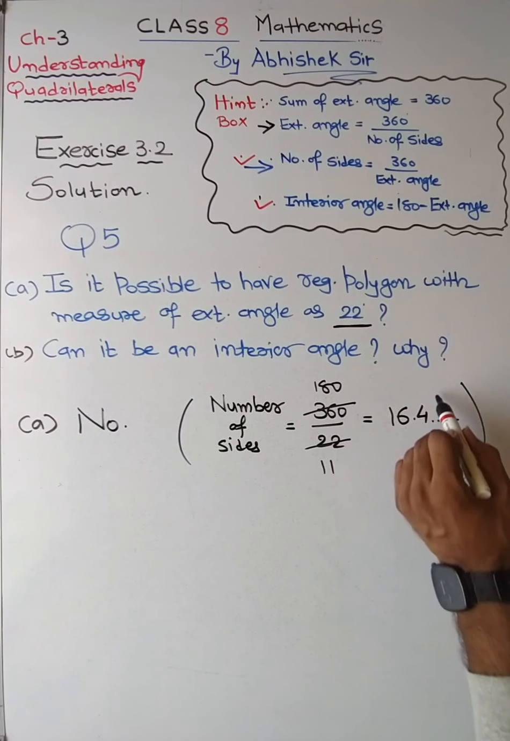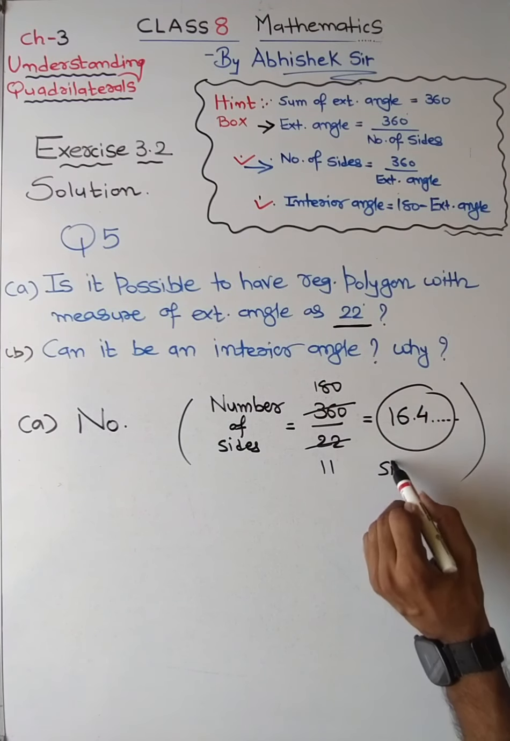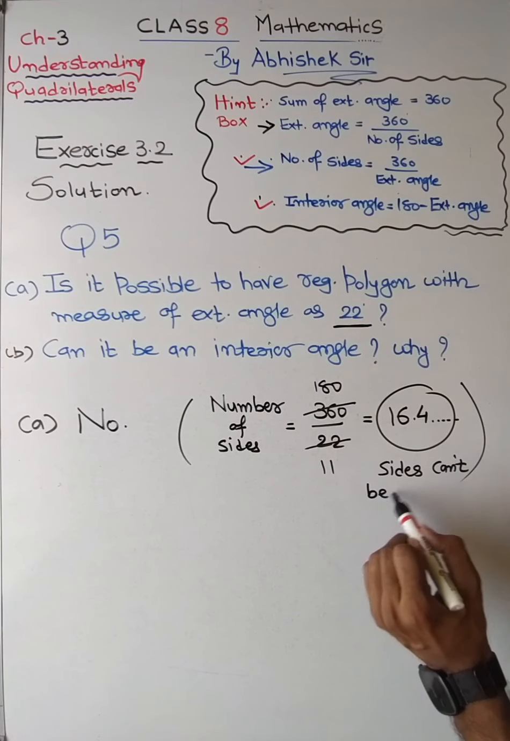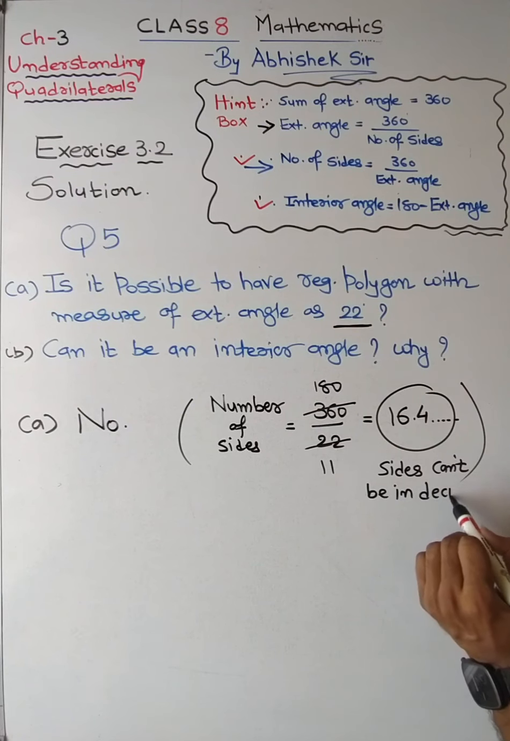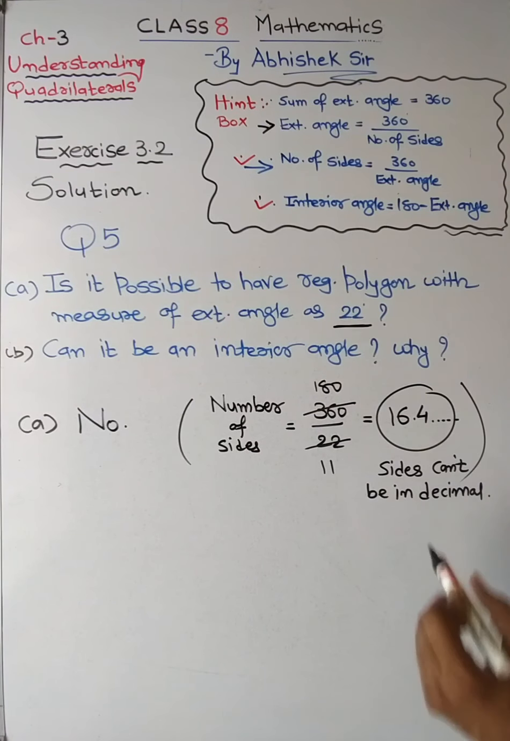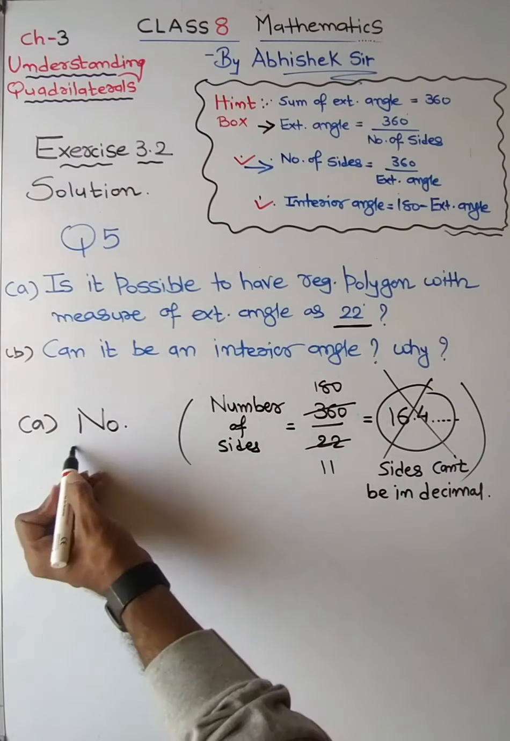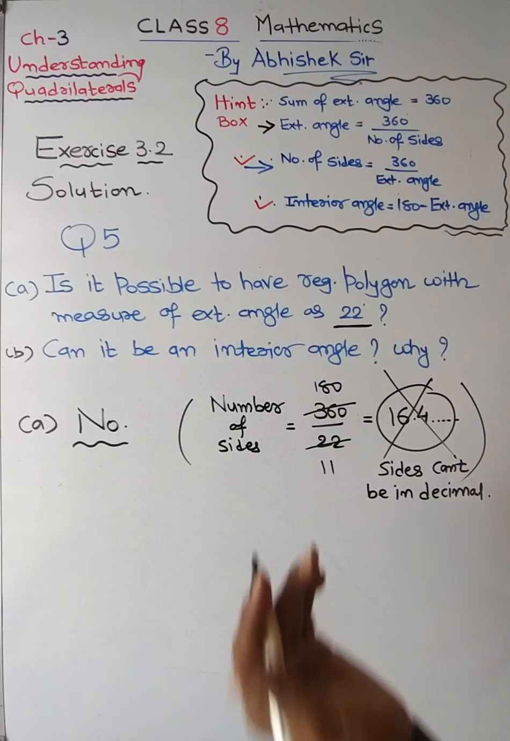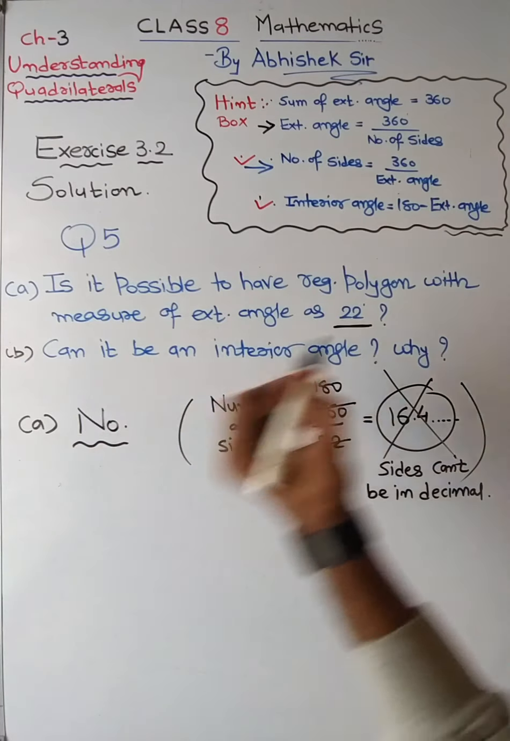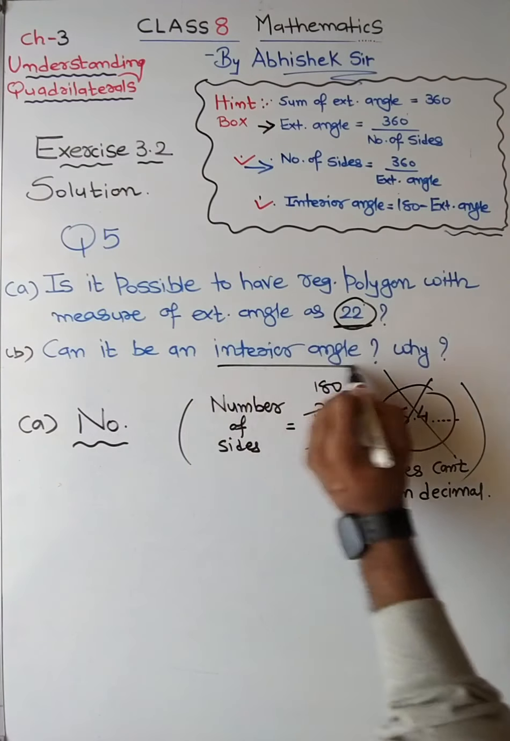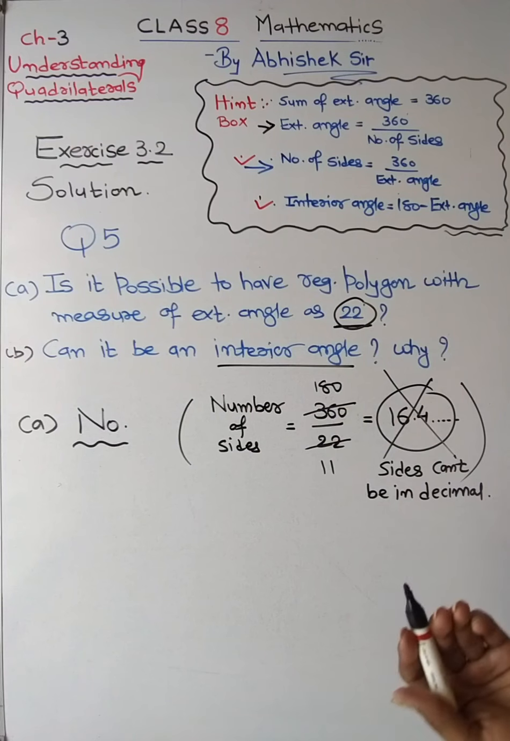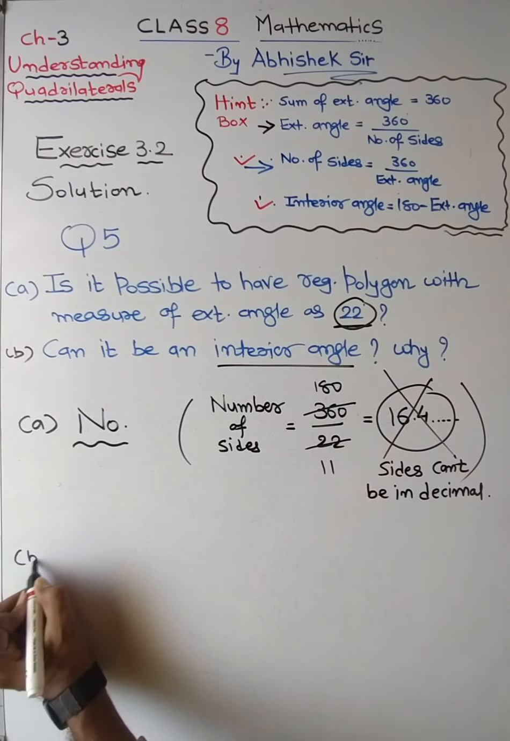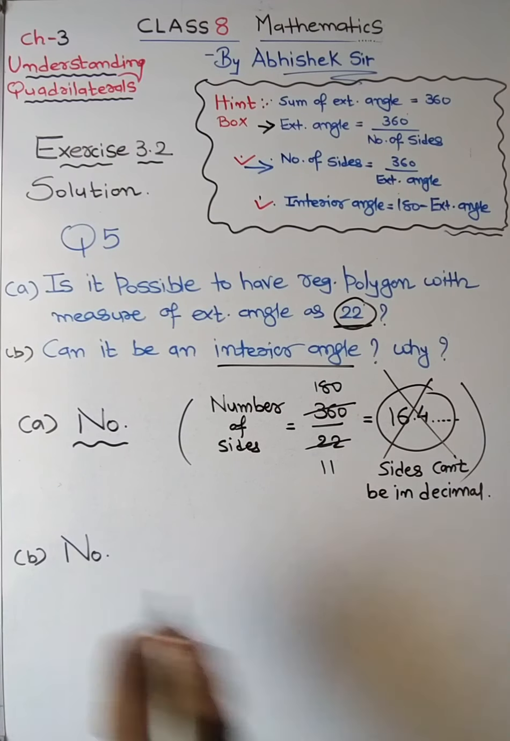We all know that the number of sides cannot be in decimal, right? So the number of sides cannot be in decimal. That is why the final answer is no, it is not possible. The second question is related to that only. Can 22 be an interior angle of any regular polygon? And if yes, then why? If no, then why? Now the answer of B is also no.